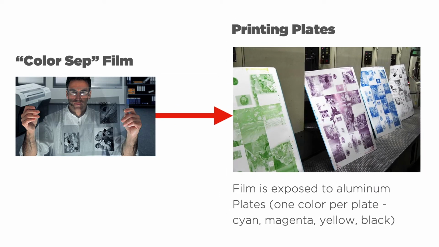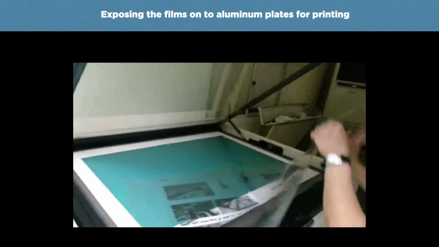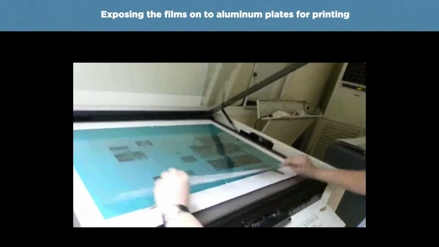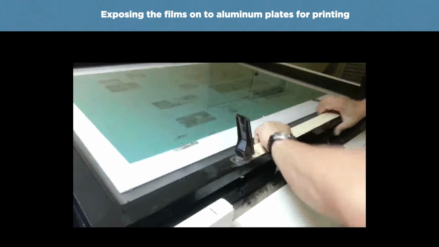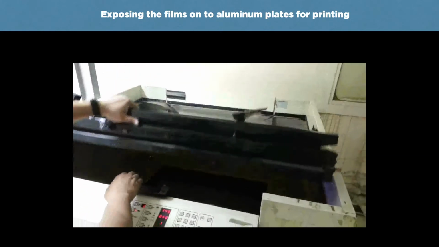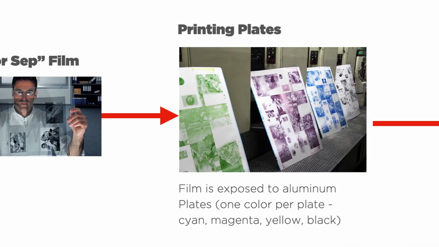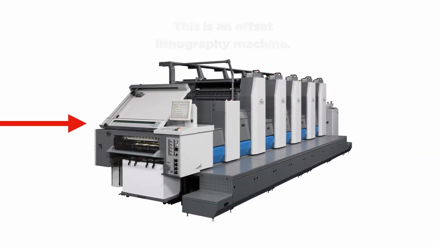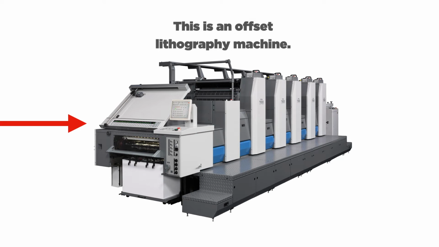The films will be exposed to aluminum plates that will be used by the offset lithography machine, 1 plate per film. Here is footage of an operator exposing the image on the film onto the aluminum plate. Once the plate has been properly exposed, it will now be used for the actual printing. Here's a concise infographic video on how the offset lithography process works.